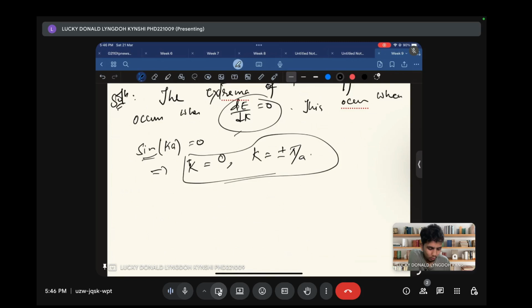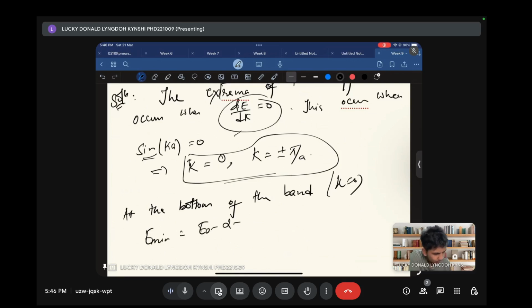Now, since we have to find out the energy difference, we can do it in this way. At the bottom of the band, what happens? k equal to 0. So if k is equal to 0, we get E minimum equal to E naught minus alpha minus 2 beta, and instead of cos ka, we get cos of 0. So you get E naught minus alpha minus 2 beta, because cos of 0 is equal to 1.